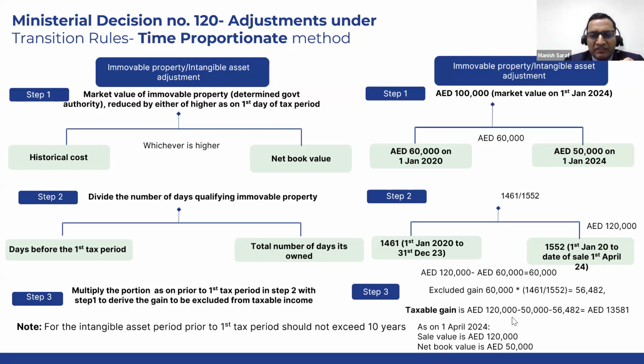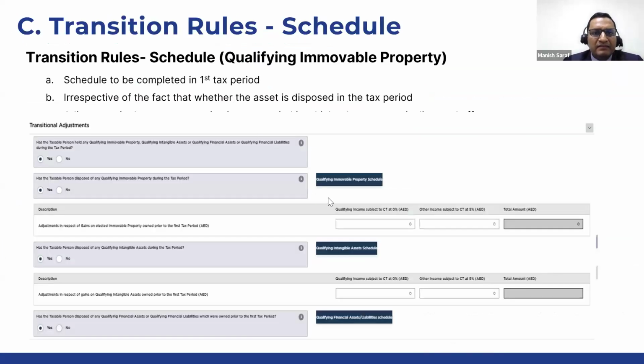So 120,000 was the sale value, 50,000 was the net book value as on 1st April 2024, and then the gain which is prior to the first tax period based on time proportion is 56,842. So that will be excluded. So the only gain taxable is 13,581 in this tax period. And this is the schedule.